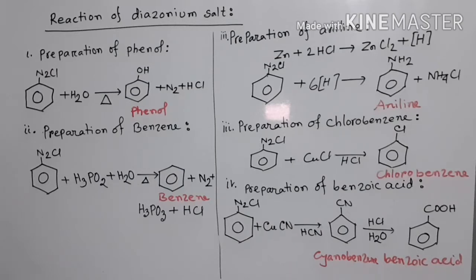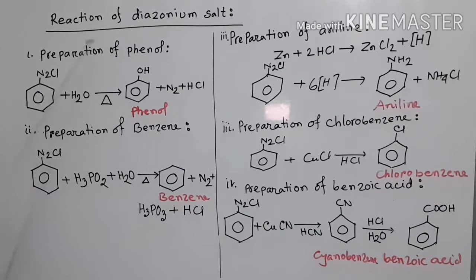Now, reactions of diazonium salt. At first, preparation of phenol. When benzene diazonium chloride reacts with warm water, then it produces phenol. Second reaction, preparation of benzene. When diazonium salt is reduced by hypophosphorus acid, then it produces benzene.